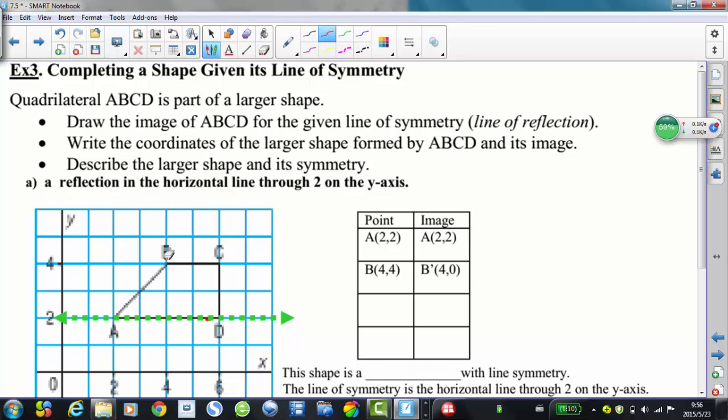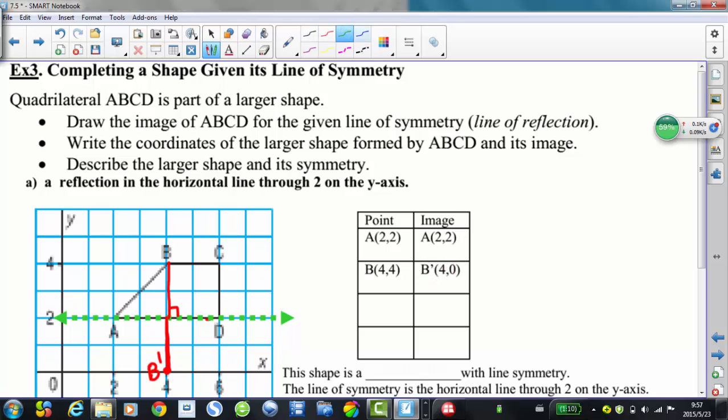Let's look at point B in the original shape. Point B has the coordinates (4, 4). We need to find its corresponding point in the reflection image. The corresponding point of B in the reflection image should be on the other side of the line of symmetry, and point B with its corresponding point B prime should be equidistant from the line of symmetry. B to the line of symmetry is 2 units away, so I need to find 2 units away on the other side of the line of symmetry. So I can find B prime here. This one is also 2 units away from the line of symmetry, so the coordinates of B prime are (4, 0).